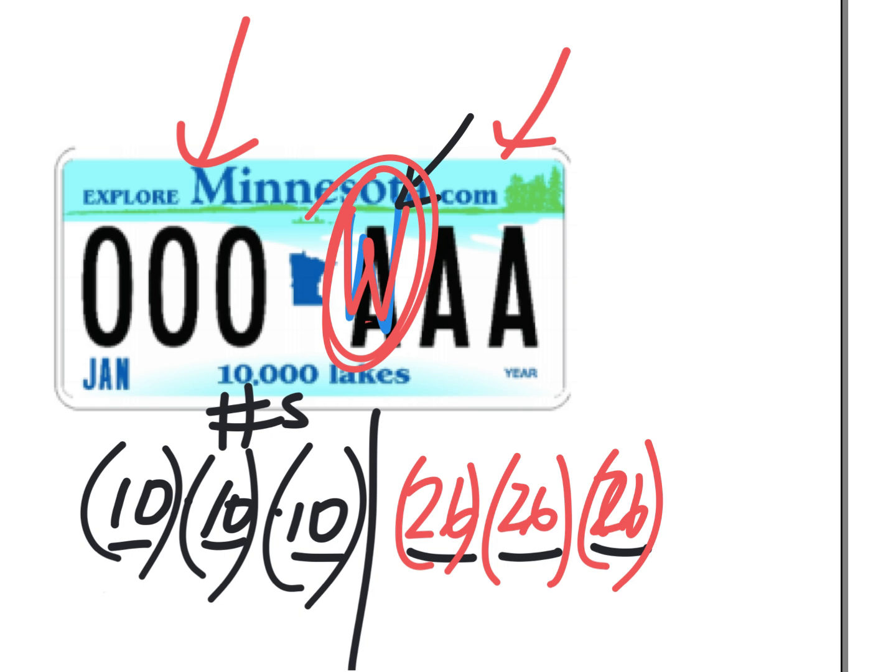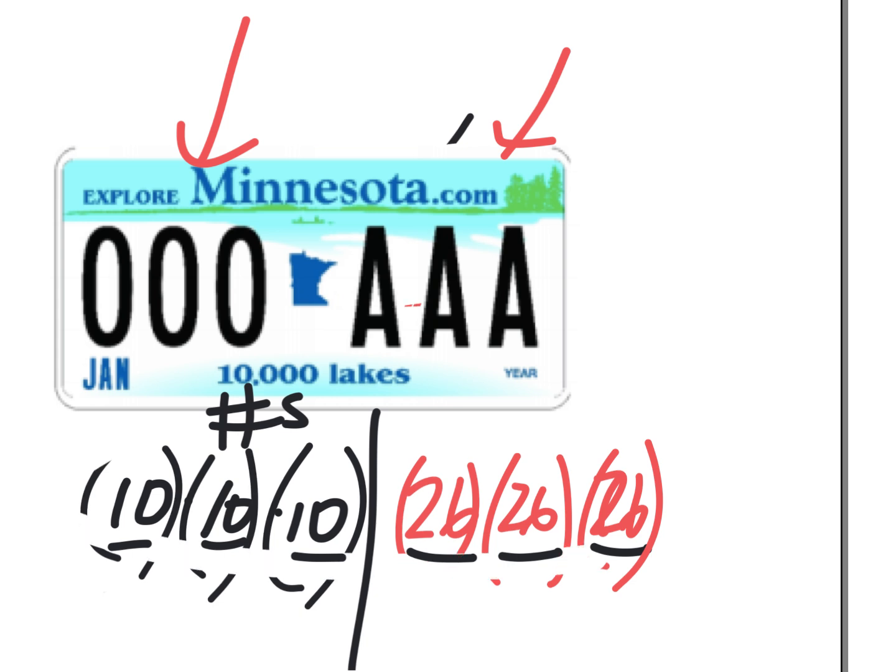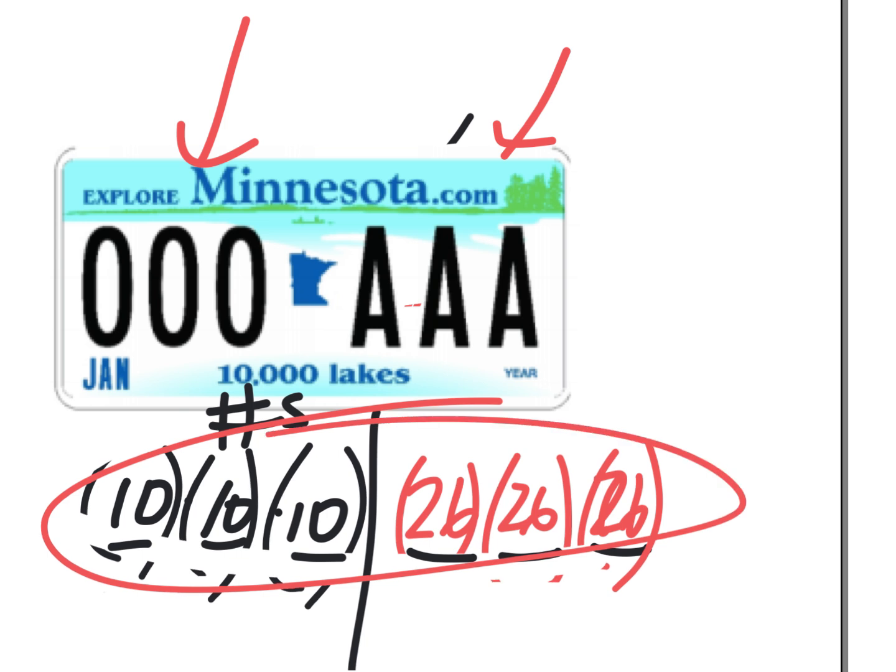So anyway, that's just some interesting facts about license plates. What you're going to have to do is probably figure out how many different license plates there are, and you multiply your choices. You just multiply these all out, that's it. Now, where it can be a little more intense is if they can't repeat.